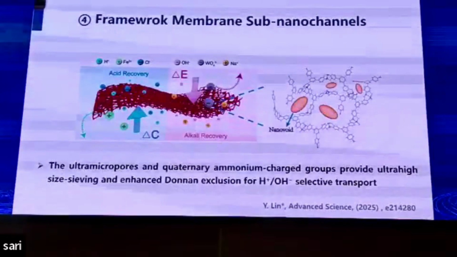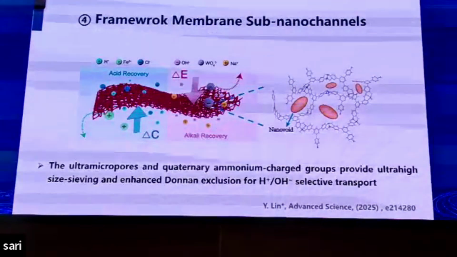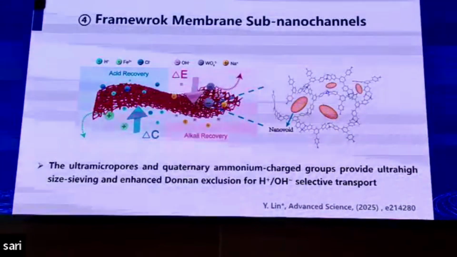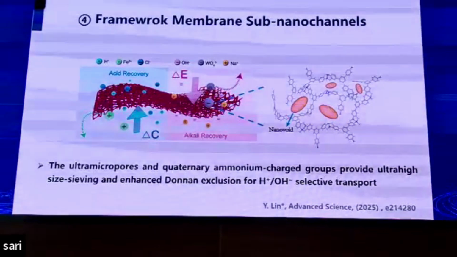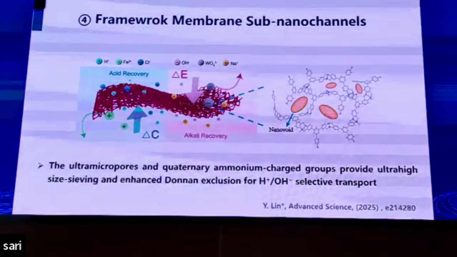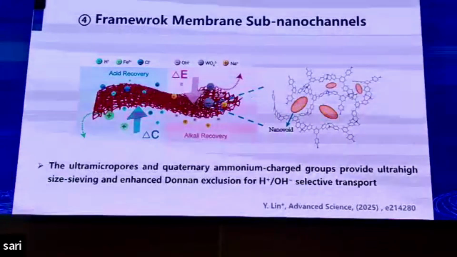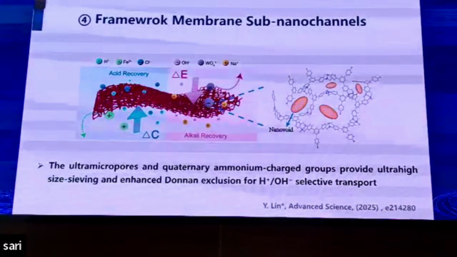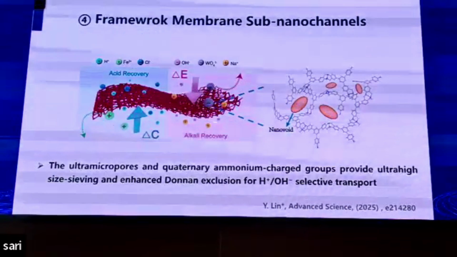For the final work, we were talking about Donnan exclusion, steric hindrance, and hydration. So we were thinking, if we can use all of these together, can we separate the monovalent ions freely, notwithstanding their ionic charges? So we tried to make some PIM work here.